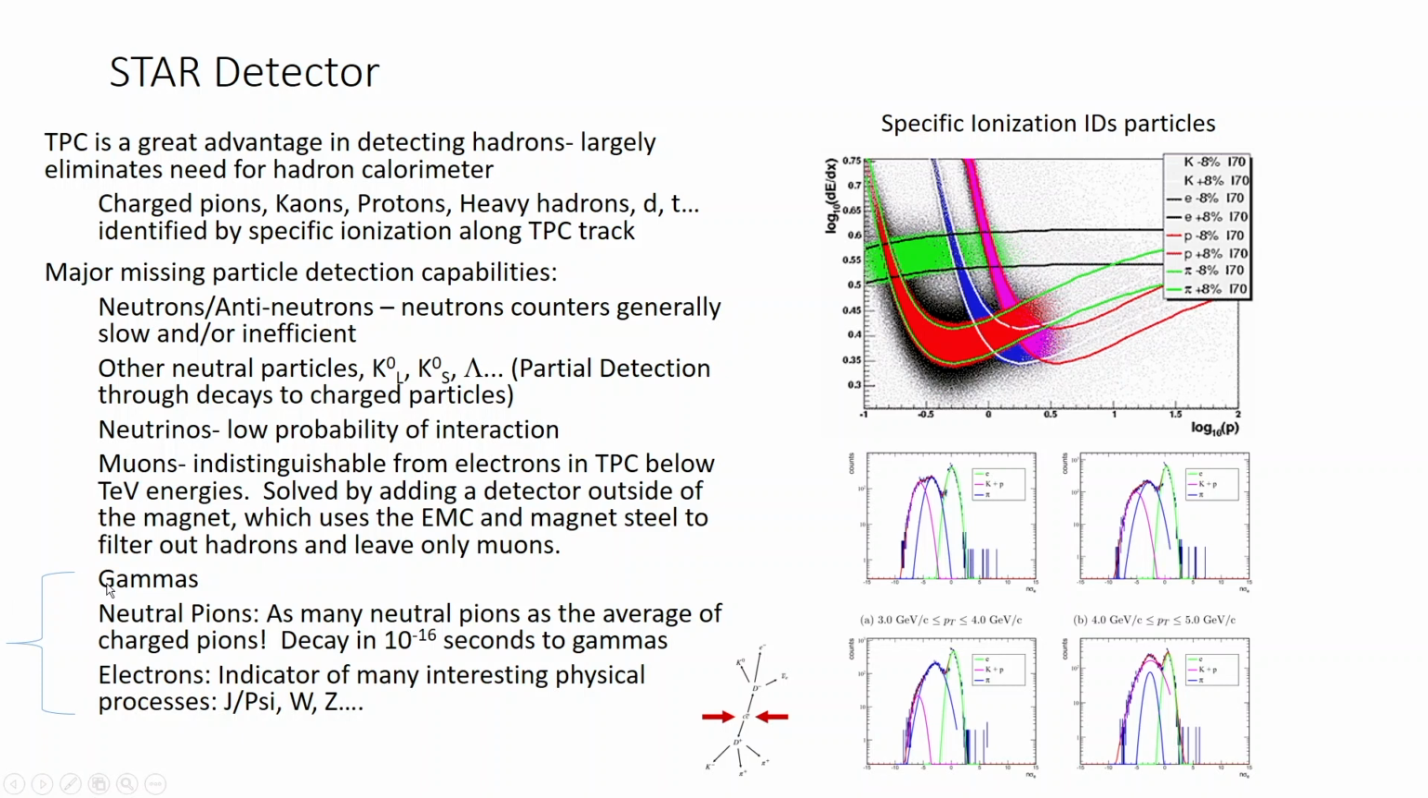Finally, there are the electromagnetic particles: gammas, and neutral pions, which decay in 10 to the minus 16 seconds to gammas, and electrons. The neutral pions are important because there should be as many neutral pions as the average of the charged pions. Electrons are indicators of many interesting physical processes, such as the production of J/psi, W, and Z's. Fortunately, these last three sets of particles can be efficiently detected using electromagnetic calorimetry.